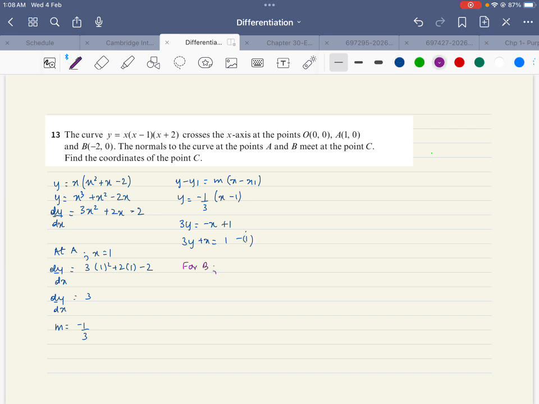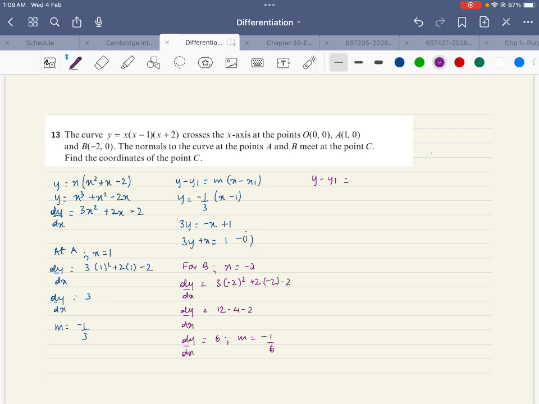For B, x equals minus 2. dy by dx equals 3 into minus 2 squared plus 2 into minus 2 minus 2, equals 12 minus 4 minus 2. dy by dx is 6. But as this is the normal, we are going to use m equals minus 1 upon 6. Let's find out the equation.